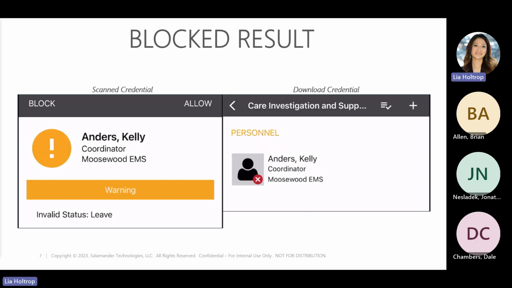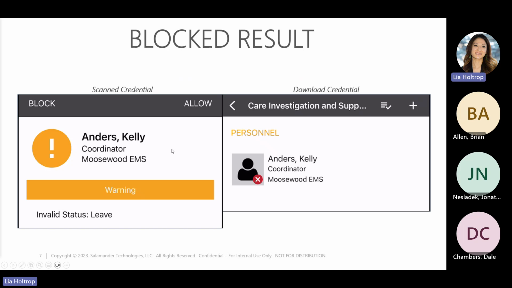And then there is the block result. A block result comes in if a Track user, let's say, chooses to allow that person into an assignment. So this is in a warning. That person got a warning, and then the Track user allowed them onto the scene, or into that assignment. Let's say they are scanned again for any particular reason.